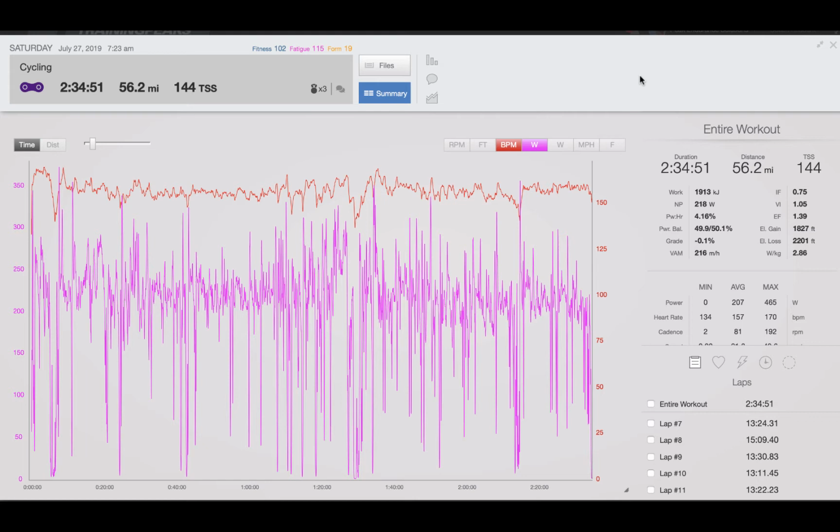So if you improve your VO2 max, if you improve your threshold, and if you become more efficient or economical, you tend to improve your endurance performance, whether it's in swimming, cycling, running, whatever the sport is.